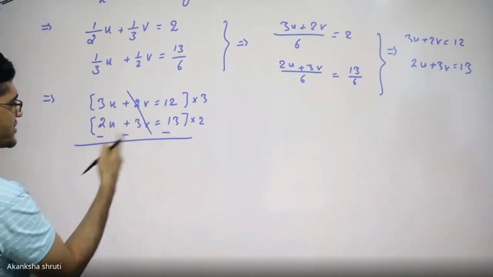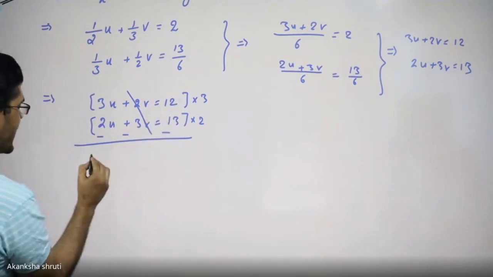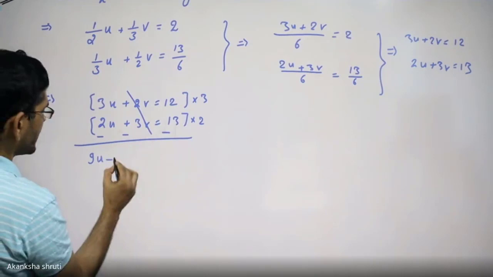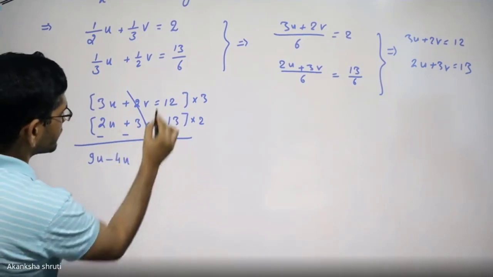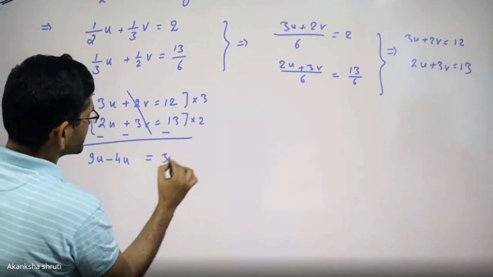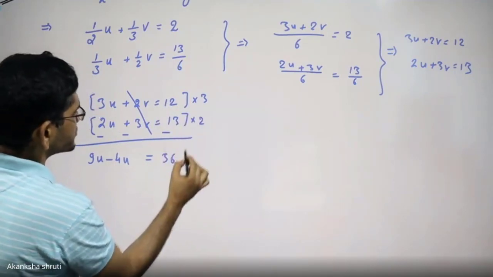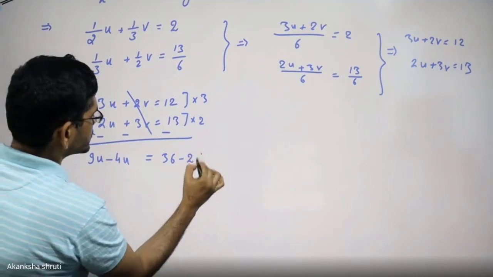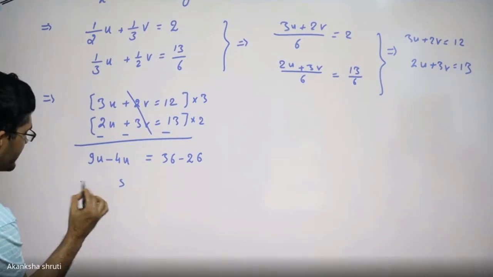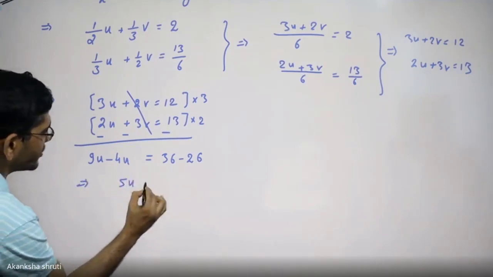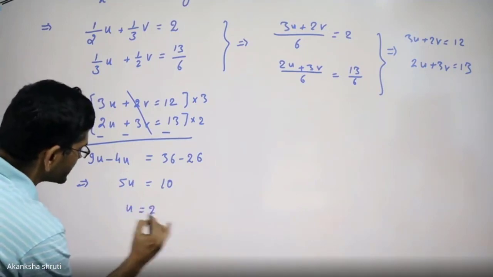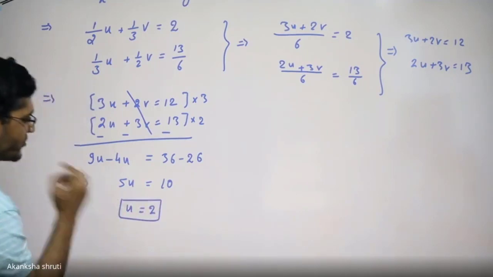We have changed the sign. This is 3 3s are 9u, minus sign, 2 2s are 4u. Keep equal as it is. 12 3s are 36, and 13 2s are 26. Go for taking the difference or simplifying it. It becomes 5u is equal to 10. So u is 2. Student, this is the value of u.